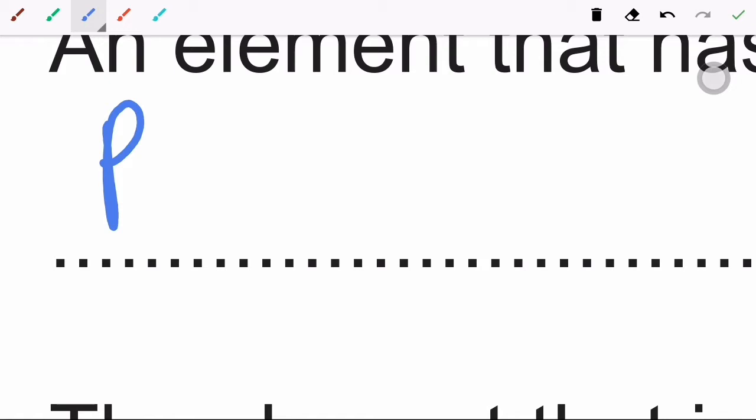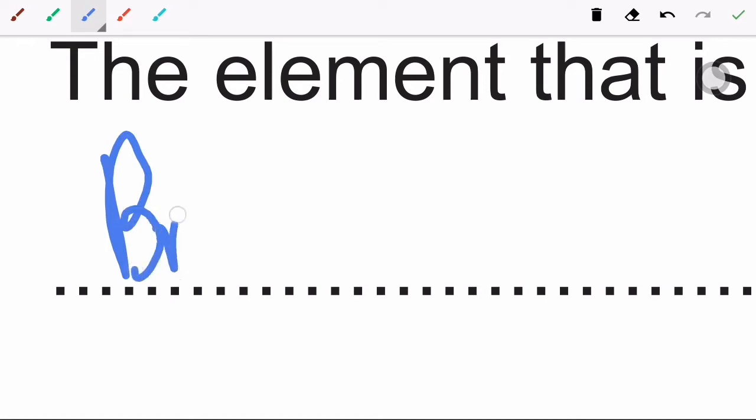The element that is a liquid at room temperature and pressure. The only elements that are liquid at RTP are mercury and bromine. Mercury is of course not there in the set provided, so you need to put in bromine. That's the only one you can have.